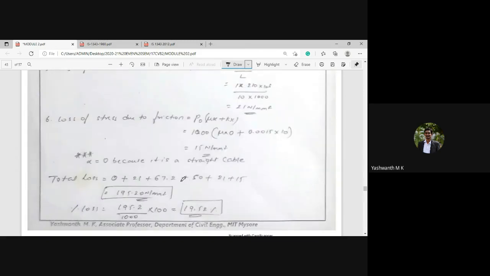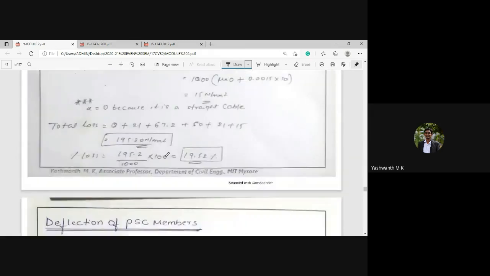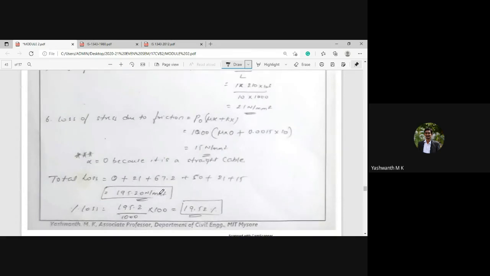Now, in order to calculate the percentage loss of stress in wires for the post tension beam, sum up all the losses, or calculate the total losses. That is loss due to elastic deformation, loss due to shrinkage, loss due to creep, next loss due to friction, loss due to anchorage, everything you sum up. So we'll get 195.209 Newton per millimeter square. Is it clear? In the pre-tension it was 222, but in post-tension it has been reduced to 195.20 Newton per millimeter square.